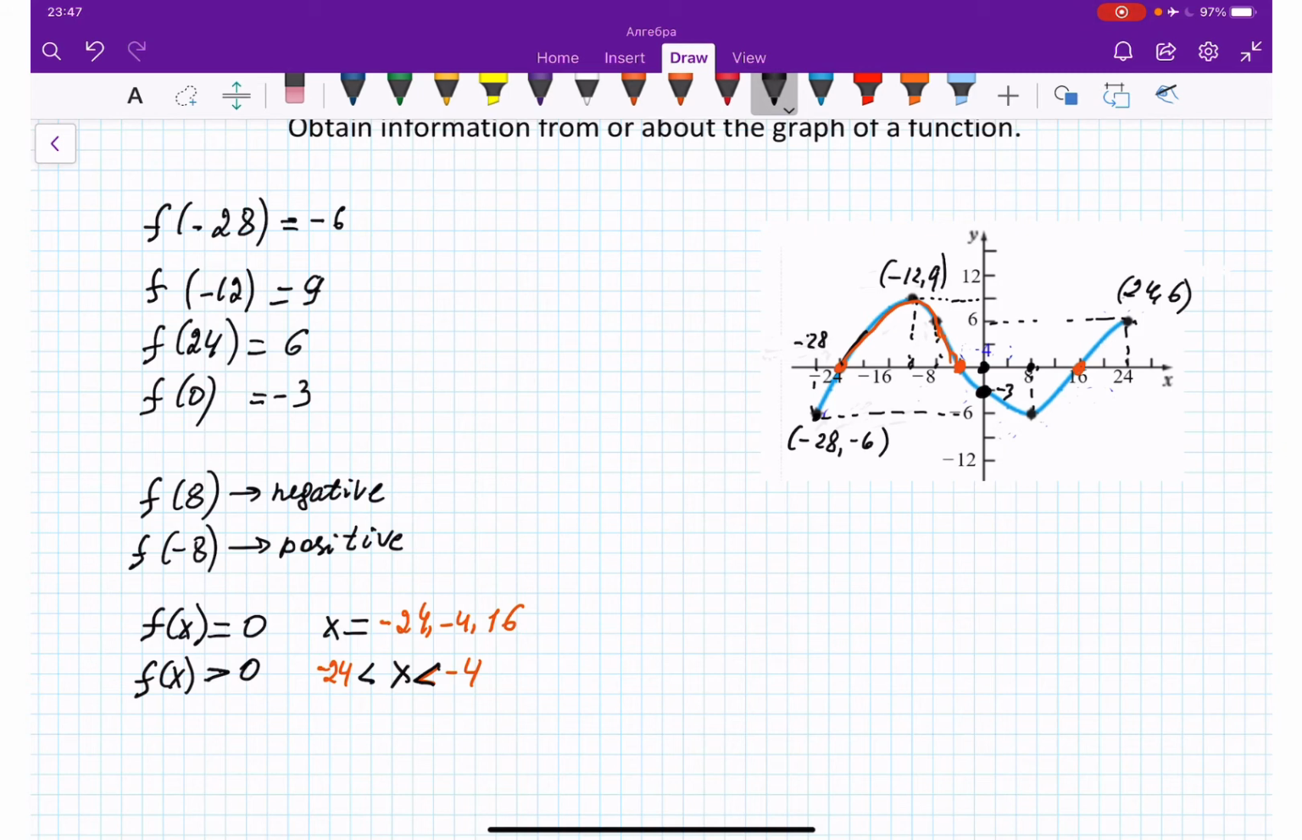Okay, when x is greater than negative 24, let me move this away. Okay, and less than negative 4. When else? We have positive on this piece, right? Also, f of x is greater than 0. And that is when x is greater than what? This point is getting 16, right? 16 and less than 24, correct? This point, 24. Okay.